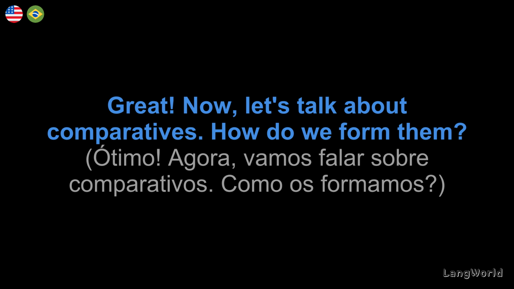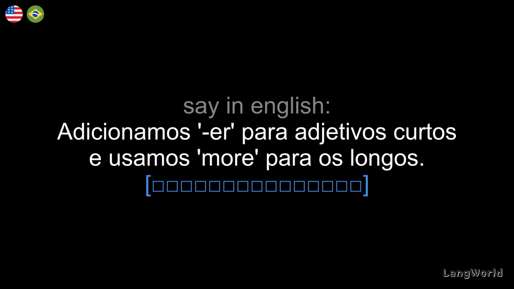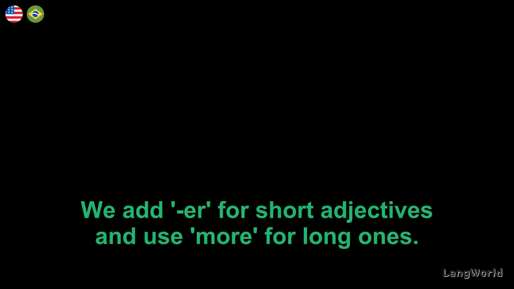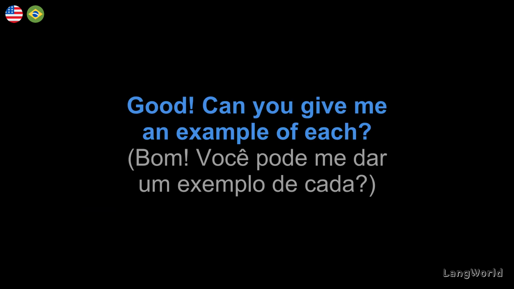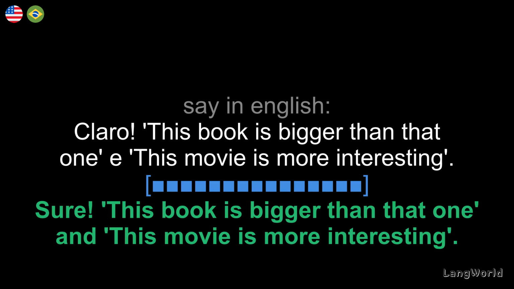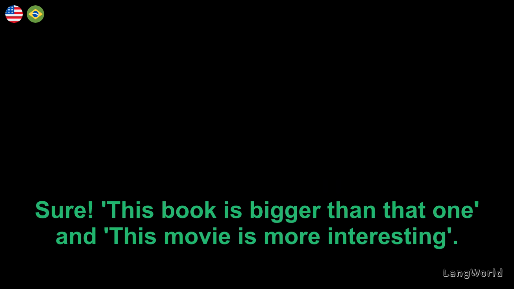Great. Now let's talk about comparatives. How do we form them? We add -er for short adjectives and use more for long ones. Good. Can you give me an example of each? Sure. This book is bigger than that one, and this movie is more interesting.